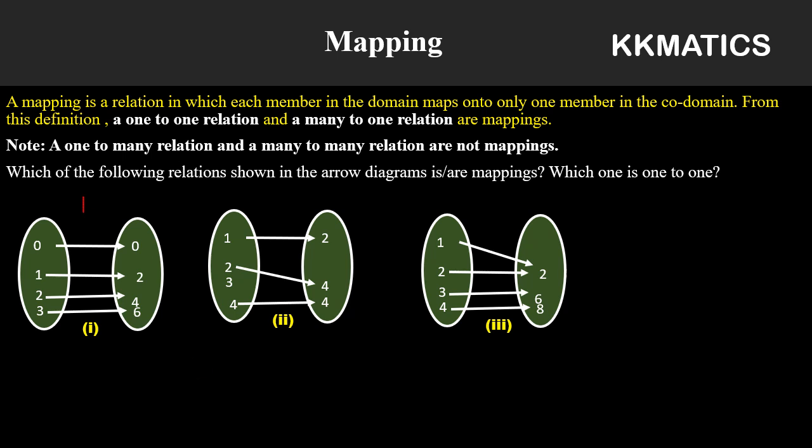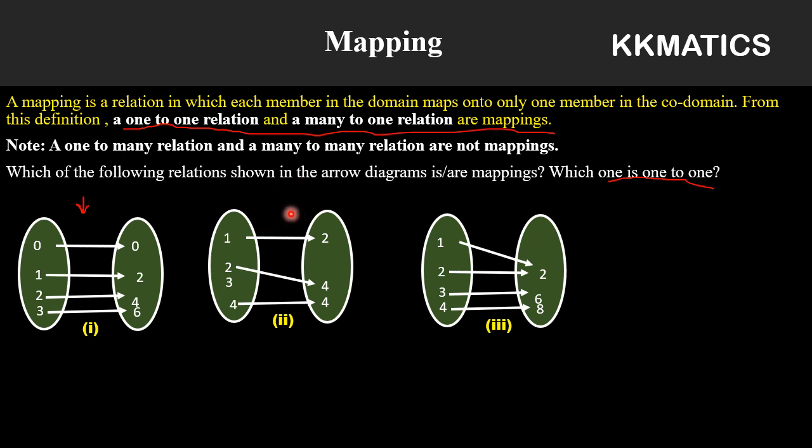So this is a one-to-one relation. Now, remember what we said earlier. We said one-to-one relations and many-to-one relations are mappings. So we can conclude that this R here is a mapping and is one-to-one. So from the question we asked, which one is one-to-one? We've answered that, and that's I, right? Now, let's consider the next one.